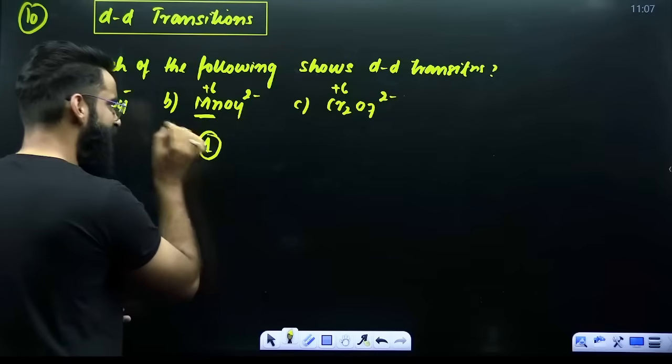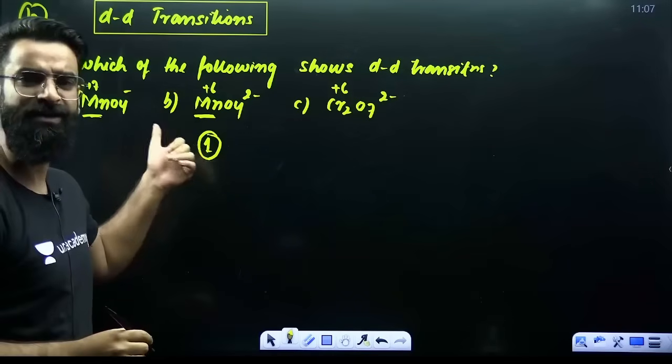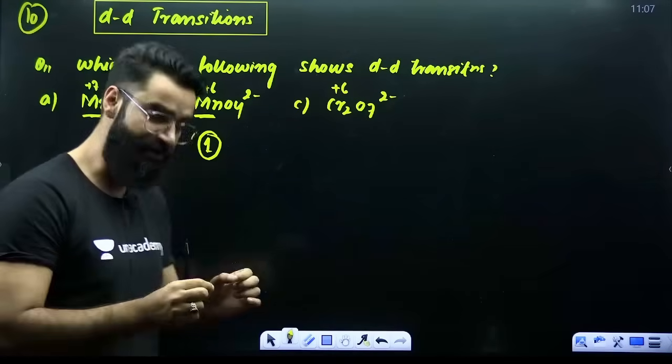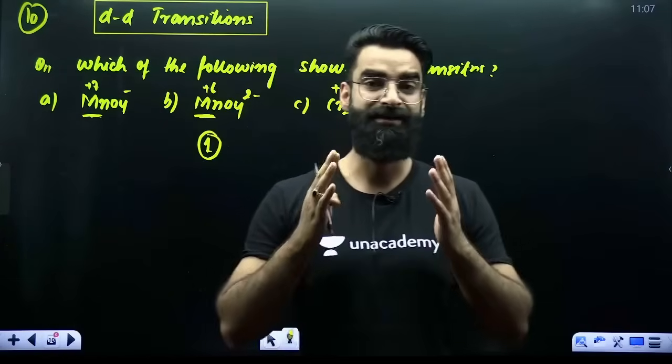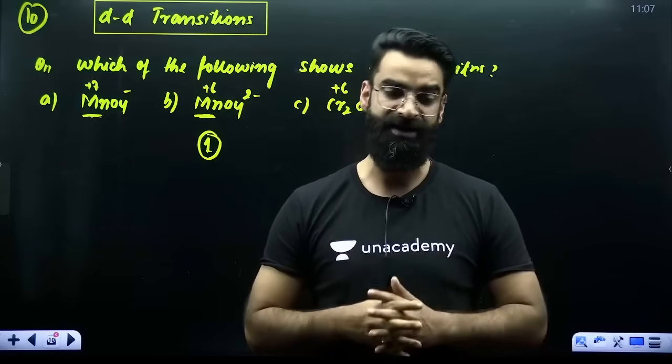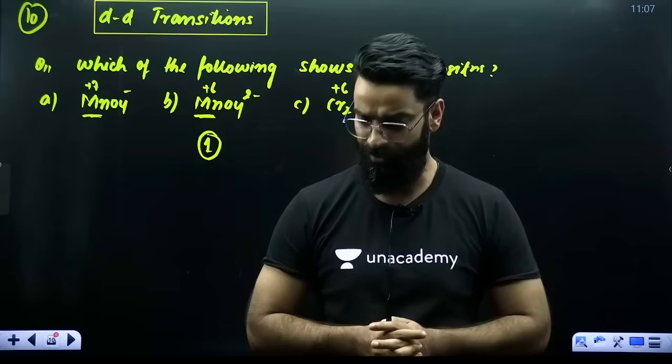So this is the only case wherein the central metal ion has got the unpaired electron. And wherever you see unpaired electrons, d-d transitions are going to happen. And due to the d-d transitions, the species is going to be colored as well. That's something which all of you would be already knowing.